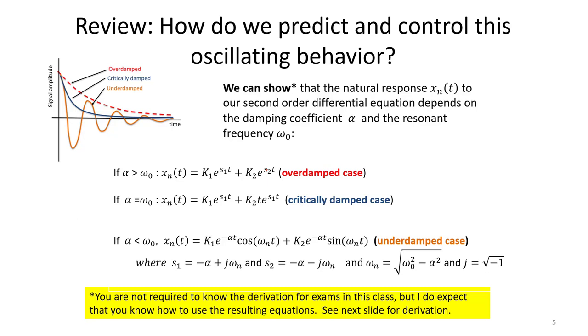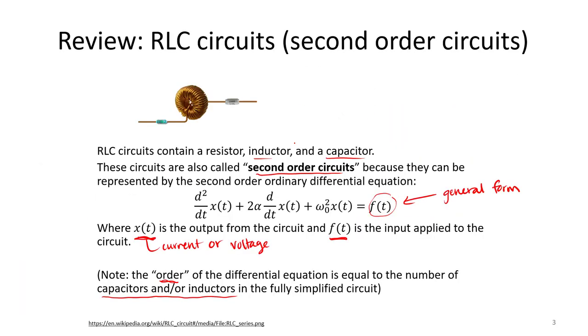And so, how do we predict this behavior? You'll remember in our previous video, we can predict the behavior based on the relative value of our damping coefficient alpha and our resonant frequency omega naught. And you'll remember that alpha and omega naught can be taken directly from our second-order differential equation. The term in front of the first derivative gives us 2 alpha, and the term in front of the x of t gives us omega naught squared.